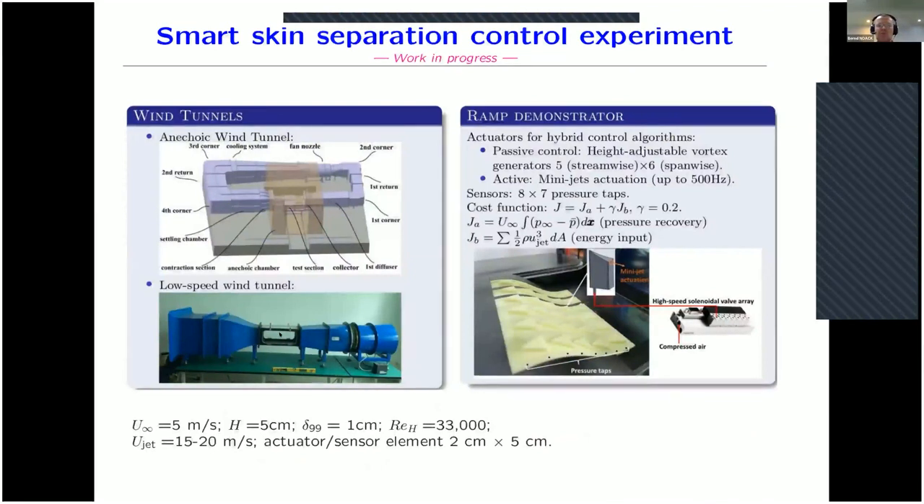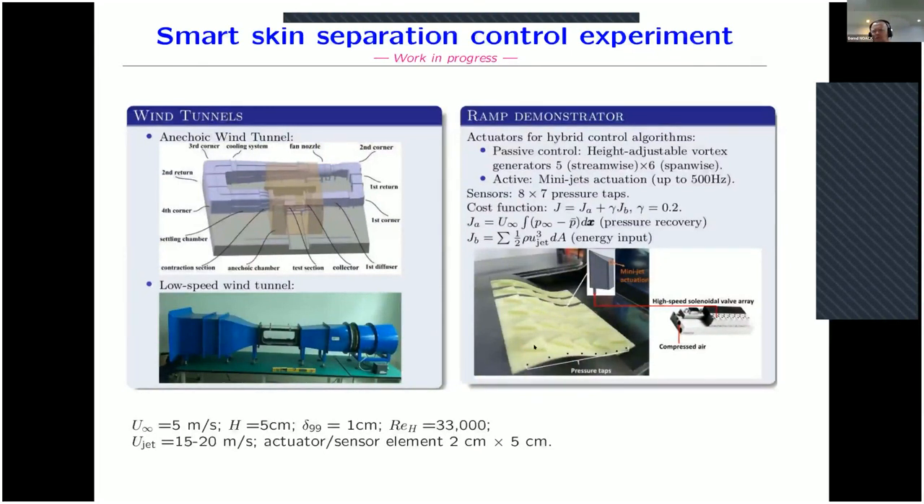So this is an open wind tunnel, velocity of 5 meters per second, a step height of 5 centimeters. The Reynolds number is about 33,000. So we have turbulent inflow conditions. And the control is done with 5 times 6 actuators, 5 actuators in streamwise direction and 6 actuators in spanwise direction. Here you see a triangle.